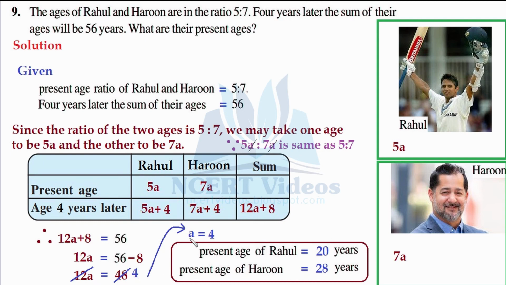And what we have assumed A for was the common factor. Now, in order to find their present ages that we have considered as 5A for Rahul and 7A for Harun, we are just going to multiply. So the present age of Rahul is 5 into 4, that is 20. The same has been written here. And the present age of Harun equals 7 4s are 28 years. And the question was asking for the same: what are their present ages? So we have found the same by finding the common factor. In this way, we solve such types of questions of linear equations in one variable. With that, our question number 9 is completed.